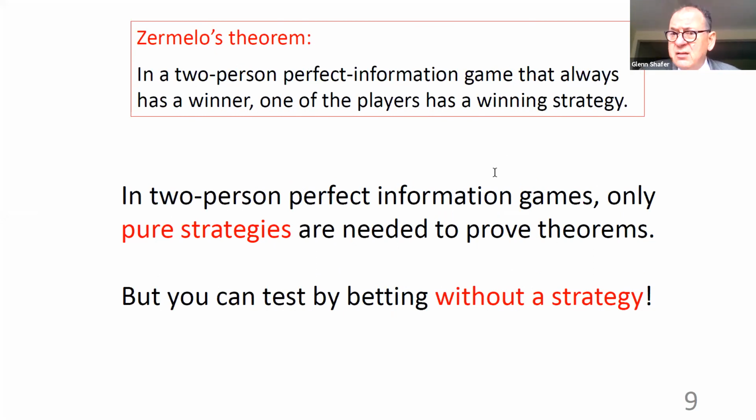But I want to emphasize that this doesn't mean that you have to have a strategy to play the game. Our idea of testing by betting allows us to bet without a strategy, because we may not know what the forecaster is going to do. So we don't have to start out with figuring out all the different things the forecaster might do and coming up with a strategy for it. No, we can just bet by the seat of our pants as we go along, think it through as we go along. So the fact that we prove mathematical theorems using pure strategies doesn't mean that we have to have a strategy for betting.